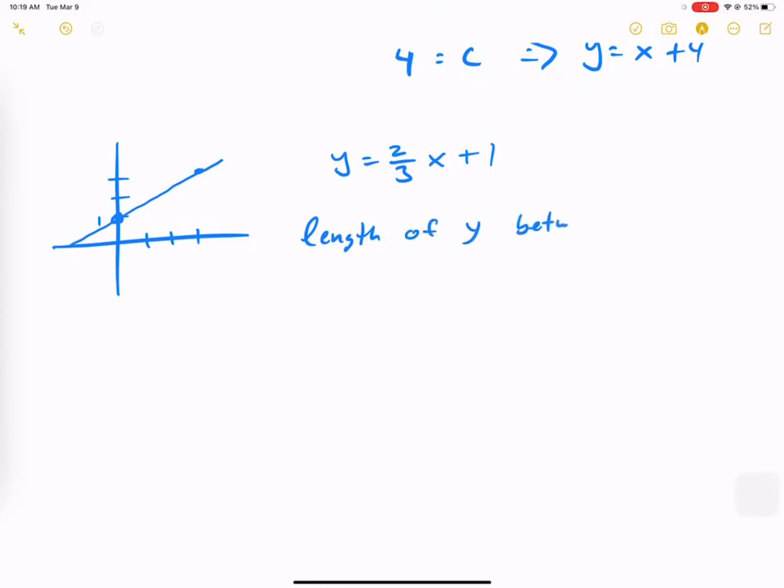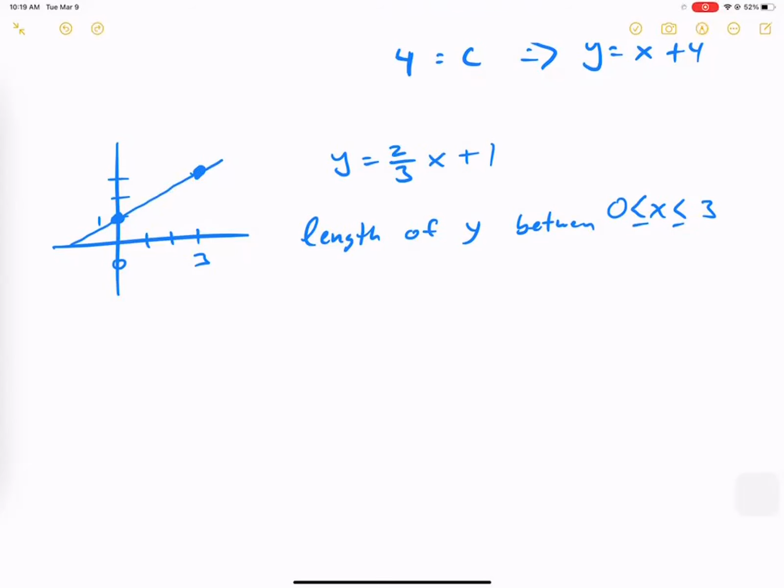between x between 0 and 3. Okay. So we're going to find out what the length of this line here is. Now careful, some people might say take the integral, but integral is area underneath the curve. That doesn't work for me.